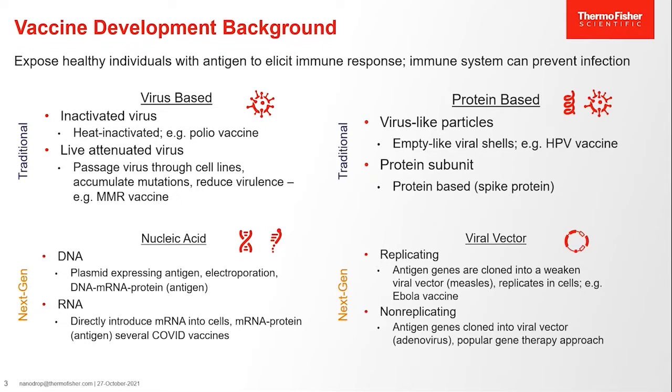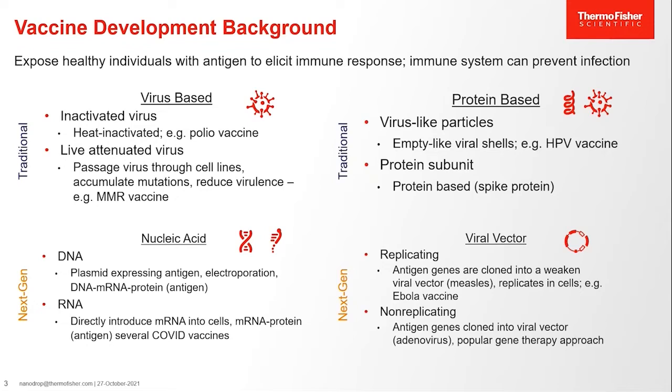In the top right-hand corner there, protein-based vaccines are the next major traditional platform, and these involve the use of virus-like particles or individual proteins or protein subunits of the pathogen, and the HPV vaccine is one of the examples there.